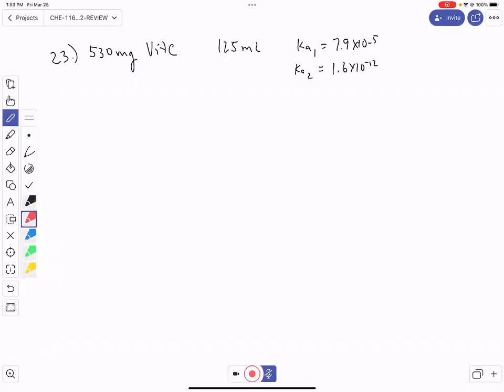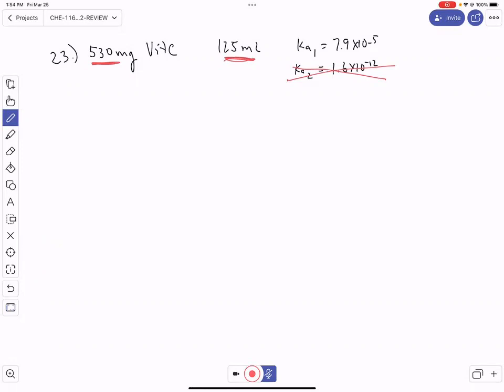The first thing we can do is basically this second Ka value is so small, we can just ignore that when trying to figure out our pH in this polyprotic acid. But what we do have to do to find pH, we have to find concentration. So concentration, right now I've got mass, I've got volume, concentration is moles per liter. So we have to find molarity.